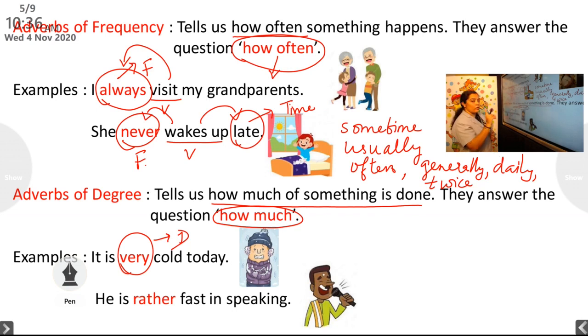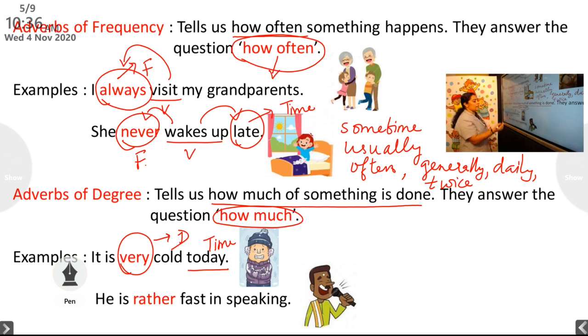Can you say one more adverb is there in this sentence? Can anyone say? Yes, today. Today is the adverb of time here. But now give concentration on the adverb of degree. The adverb of degree tells us how much of something is done. So you ask the question how much cold it is. It is very cold. So very is the adverb of degree.